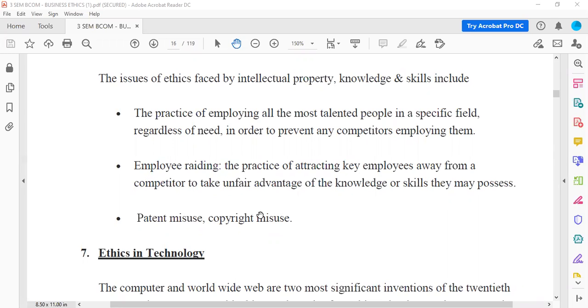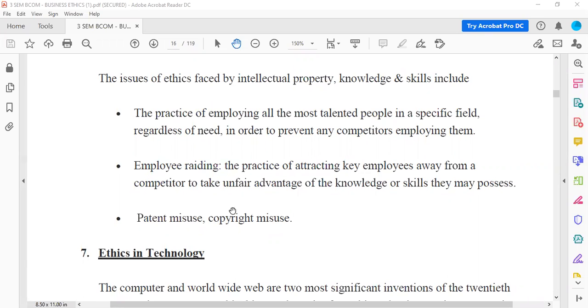See, these are a few of the things. These are actually the complicated part, because intellectual property is not something which you can take away from a person. Knowledge and skills are not something you can take away from a person, but you can use it from a person. So using is good, but misusing it is bad. So that is what they're trying to say.